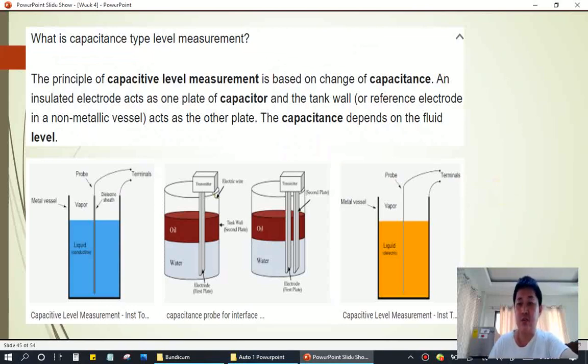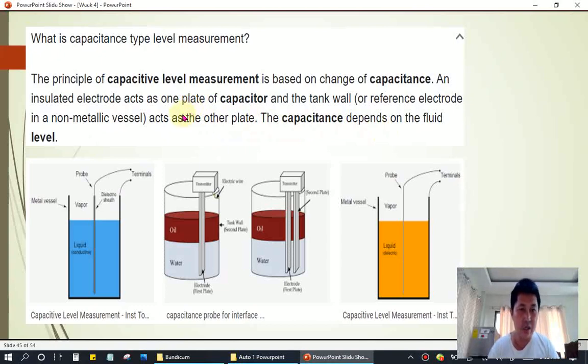So next we will proceed. What is the capacitance type level measurement? The principle of capacitive level measurement is based on the change of capacitance. An insulated electrode acts as one plate of a capacitor, and the tank wall, or a reference electrode in a non-metallic vessel, acts as the other plate. So the capacitance depends on the fluid level.